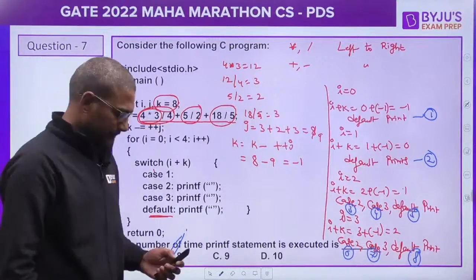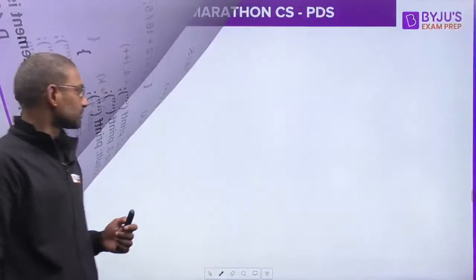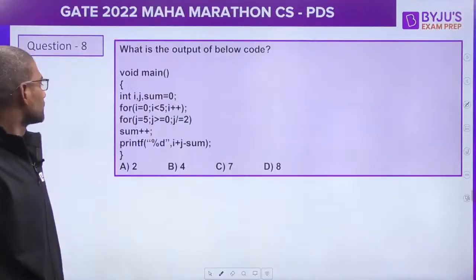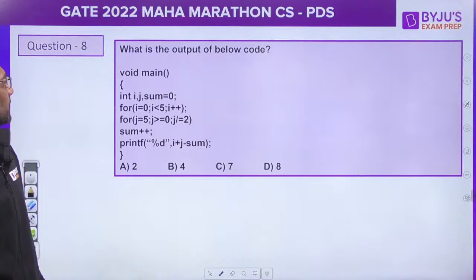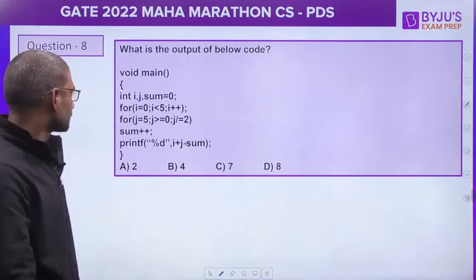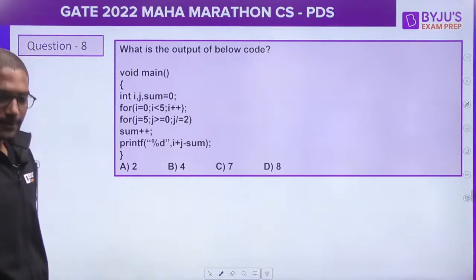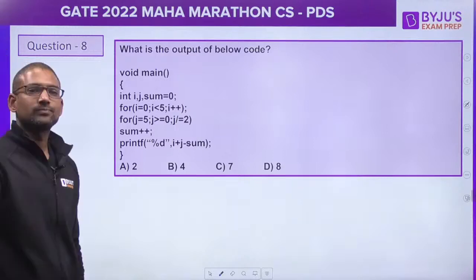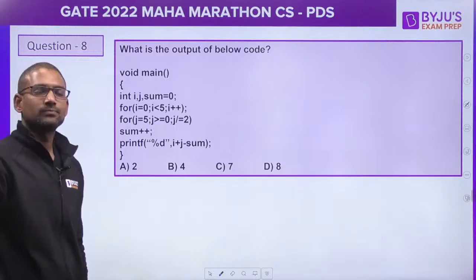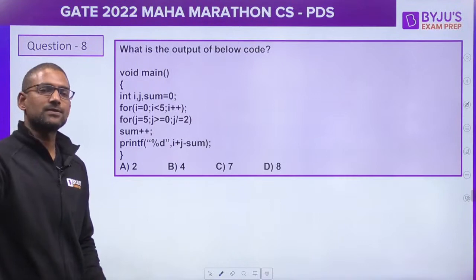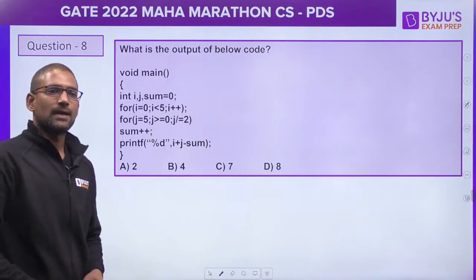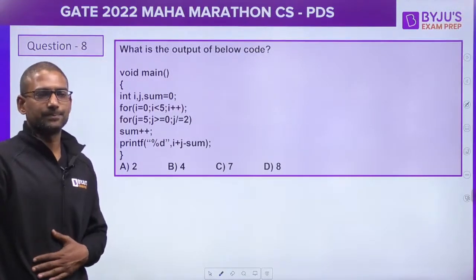Next question. What is the output of the below code? Do it and tell me. Quick. Yes, Vikash. I am talking about the break statement only.